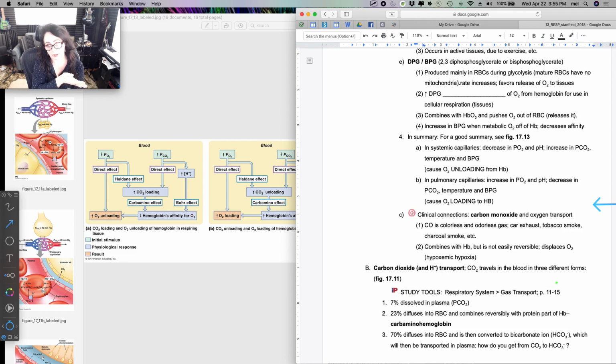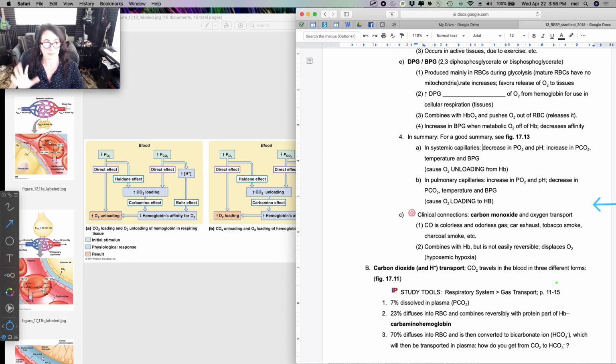In pulmonary capillaries, comparatively, just compared to systemic capillaries, higher PO2, relatively higher pH, a decreased PCO2 because you're breathing out carbon dioxide, lower temperature, and assuming the metabolic rate is a little lower, lower BPG. And all of those things are true at pulmonary capillaries, and they should favor oxygen loading onto hemoglobin.